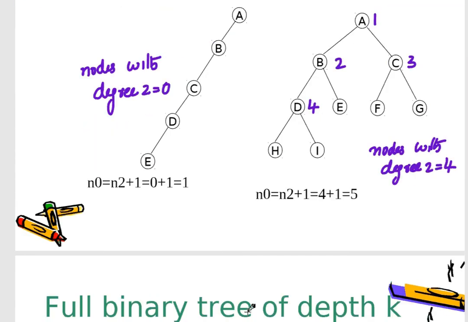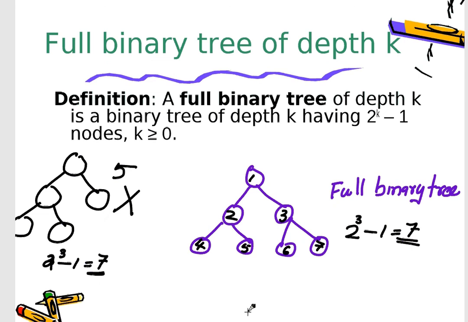Now we will move on to another concept known as the fully binary tree. It's a very simple thing, we have already told about it. A fully binary tree of depth k is a binary tree of depth k having 2 raised to k minus 1 nodes. So whenever a binary tree is full, it means all the nodes will be completely available. Like if k depth or k levels are there, we should have 2 raised to k minus 1 nodes. Then I can say that it is a fully binary tree.